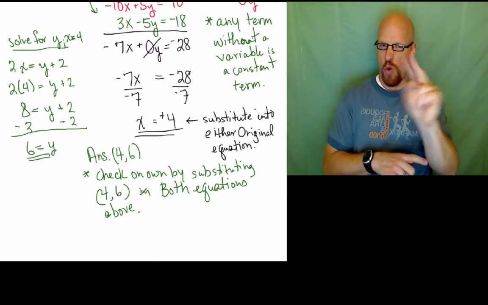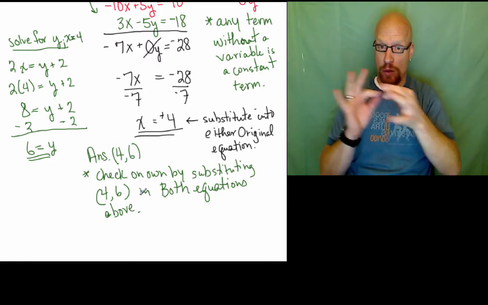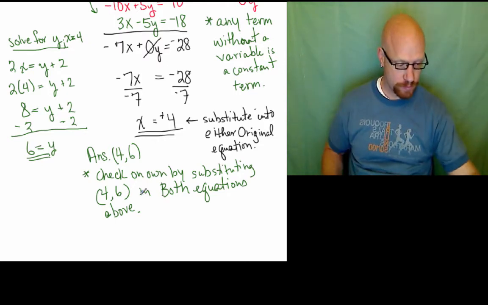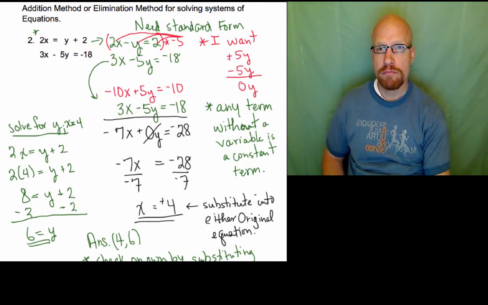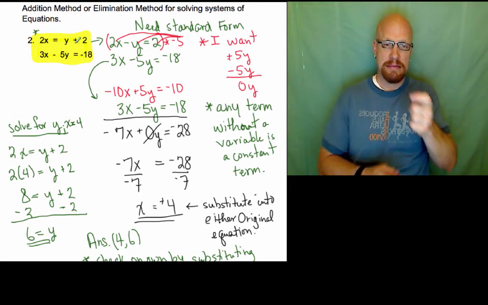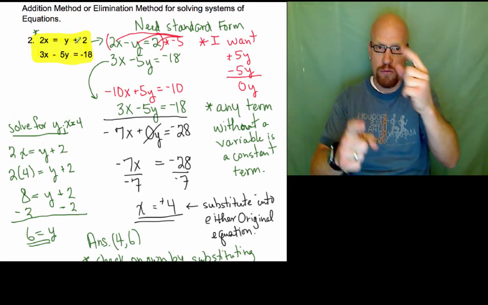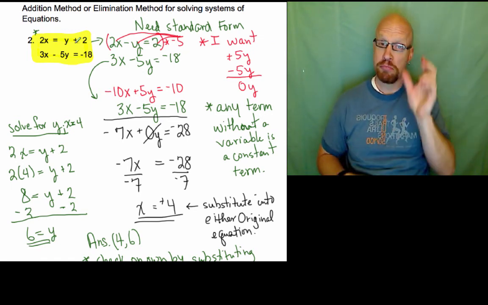Okay, this is how I want you to check this on your own. What you would do is take the point 4 comma 6, so x equals 4, y equals 6, and replace the numbers where the variables are. So wherever you see an x, replace it with 4, and then y gets replaced with 6. You should get 2 true results.